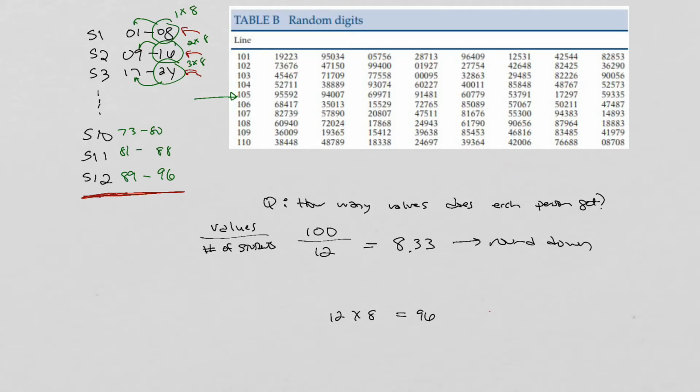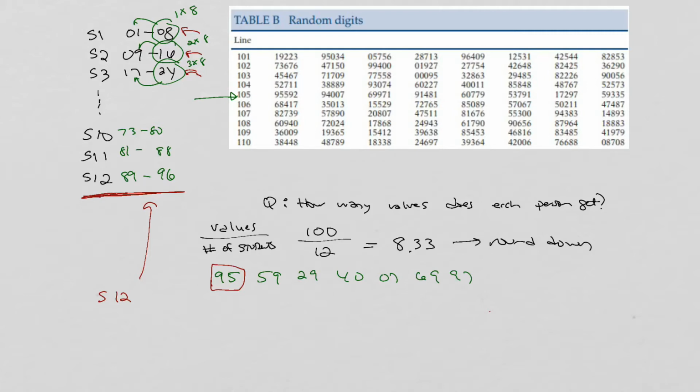Okay, so now, if we use line 105, let me write these things down. I've got 95, 59, 29, 40, 07, 69, 97, and so on. If we pull out this first number, and we have everything written out, we can see pretty easily that's supposed to be student 12. But if we have 100 people in our sample, we don't want to write out all those different numbers.